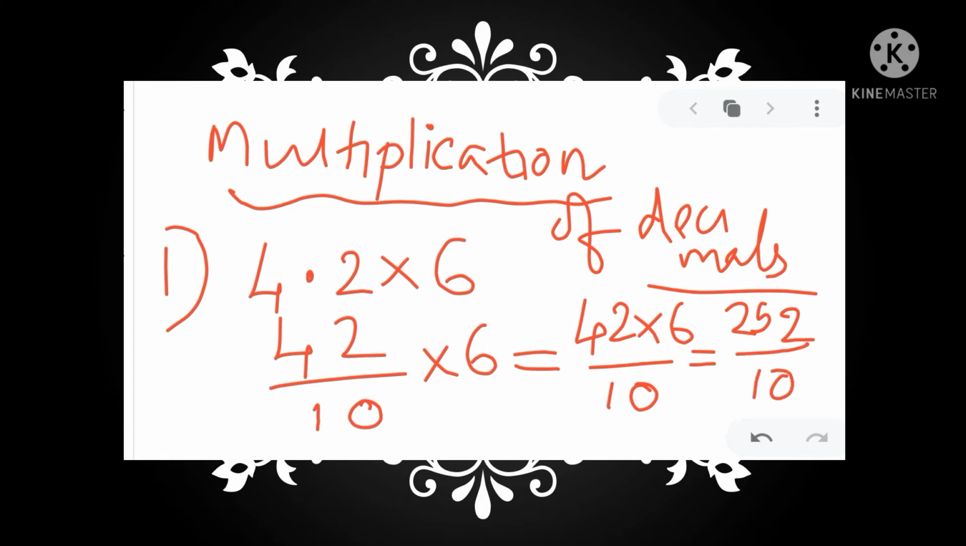We know that if a number is divided by 10, it can be written as 25.2. Here the number is 252. So it is 25.2. Can you find the number of decimals in the numbers? 4.2 has only one decimal. 6 does not have a decimal. So here in the answer, how many decimals? That is only one decimal.